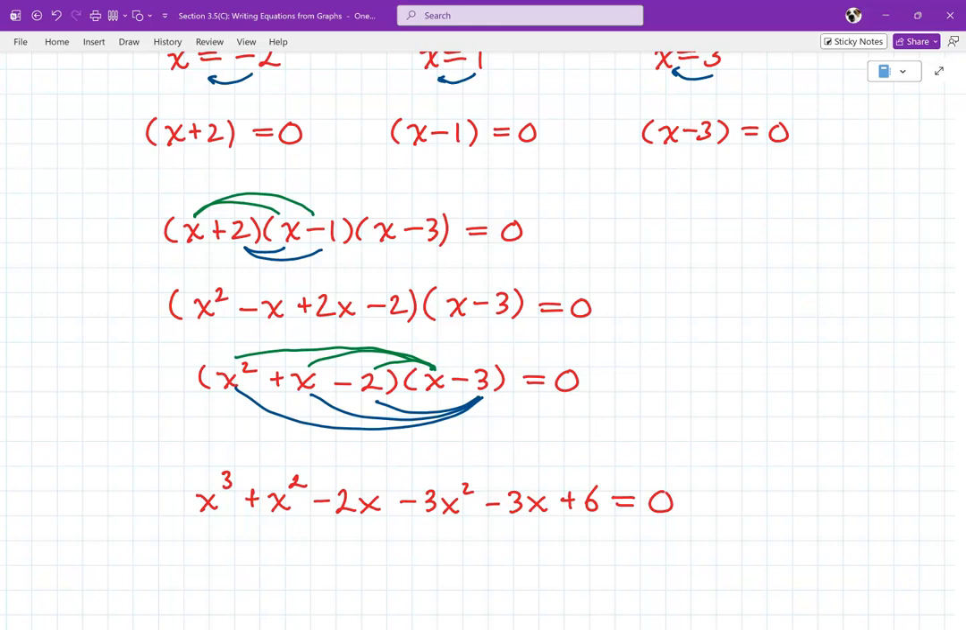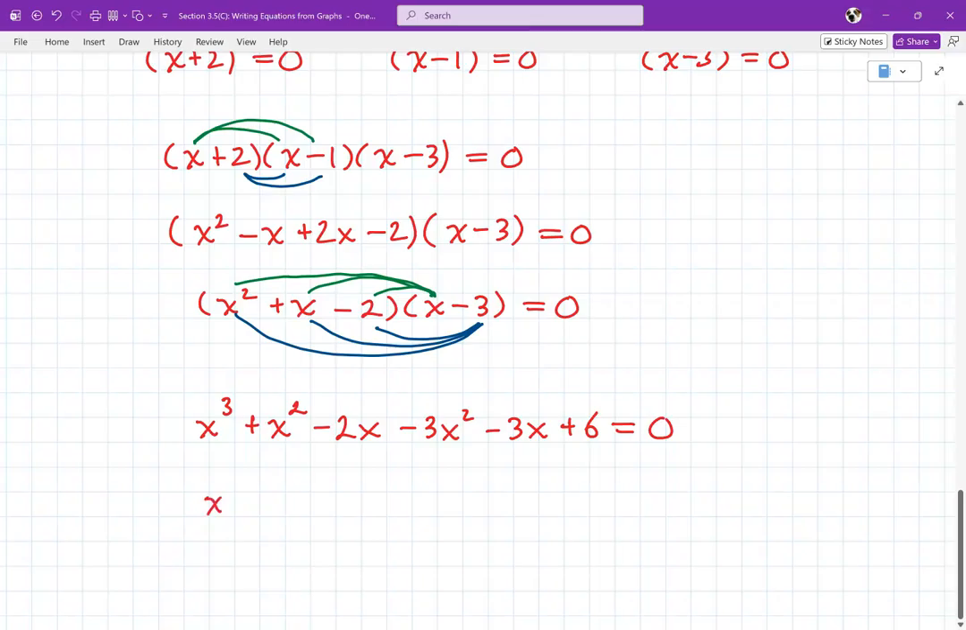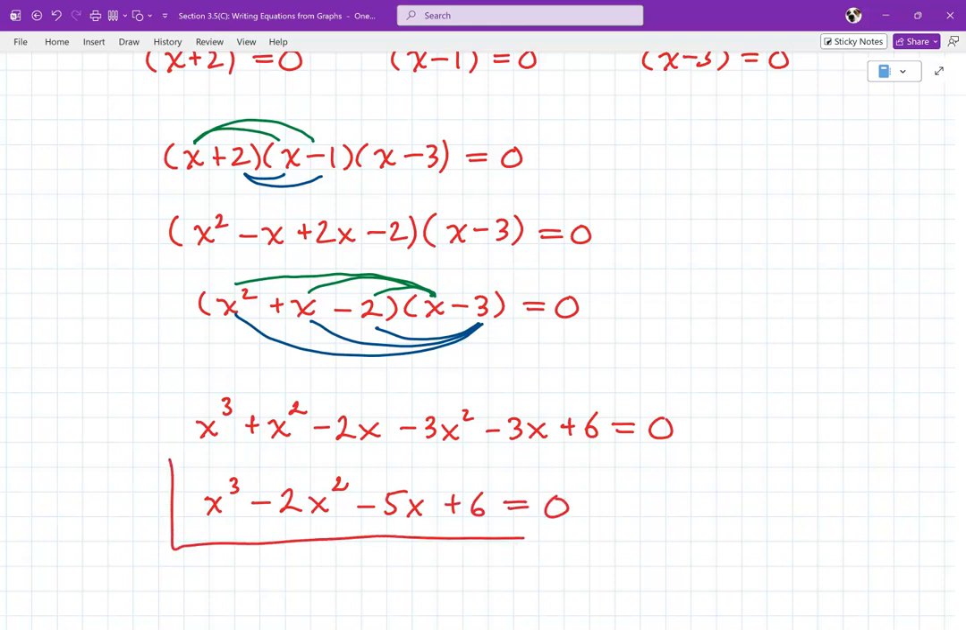So my last step, just combine my like terms and I'm finished. So you'll notice x cubed does not have a like term. So I'm just going to write x cubed. X squared does have like terms. A positive x squared minus 3x squared. So it's -2x squared. The x to the first has like terms. -2x minus 3x is -5x. And then add 6 because there's no like term with the 6. And this is your answer to the problem.